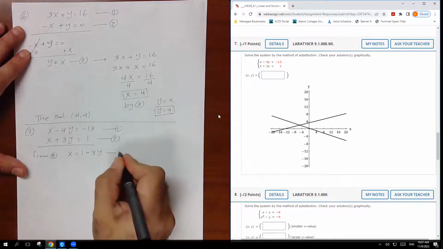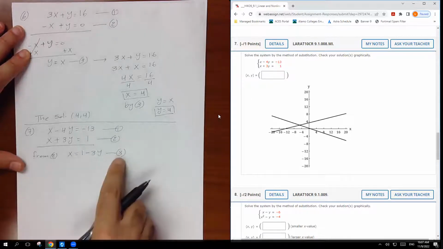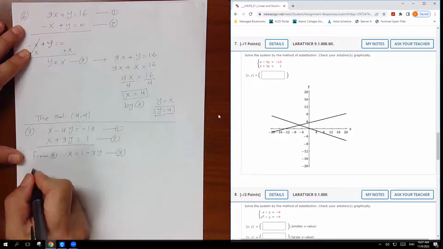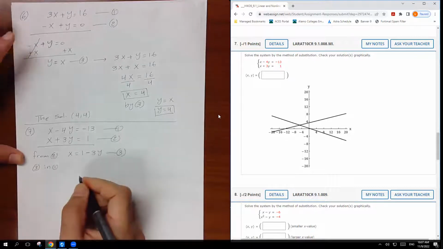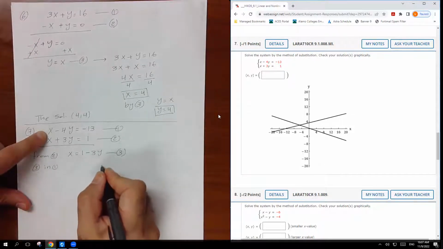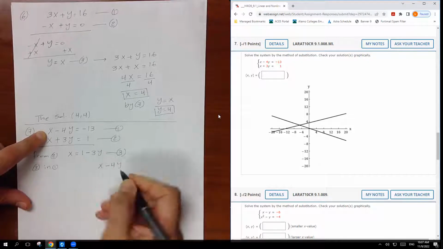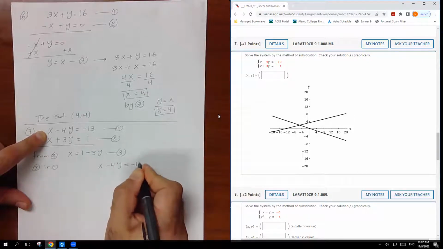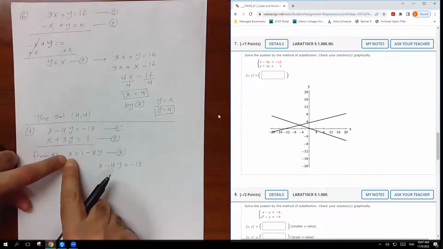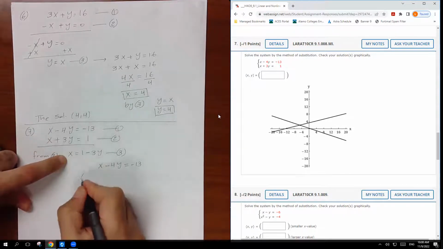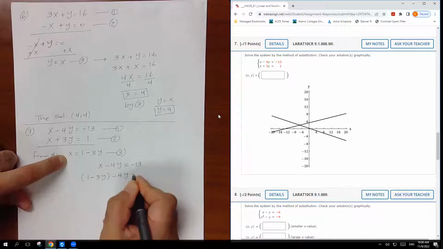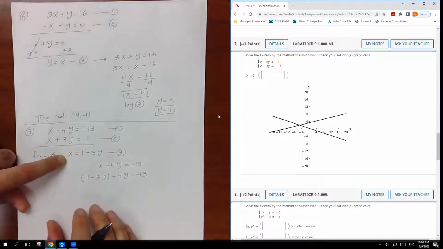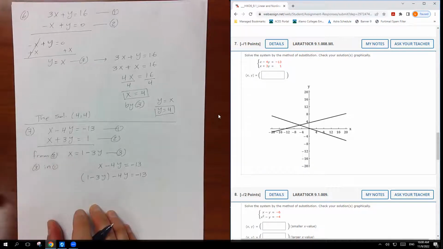Now this is equation 3. I'm going to plug 3 into 1. Here is equation 1, which is x minus 4y equals negative 13. I'm going to plug in, instead of x, 1 minus 3y. So 1 minus 3y minus 4y equals negative 13. And by the way, for this one, you can solve it for x or for y. It's up to you which variable you choose.